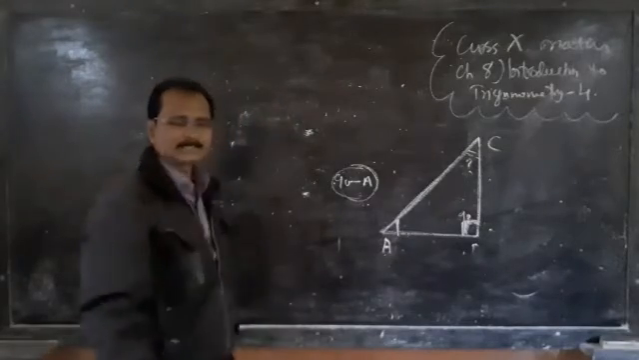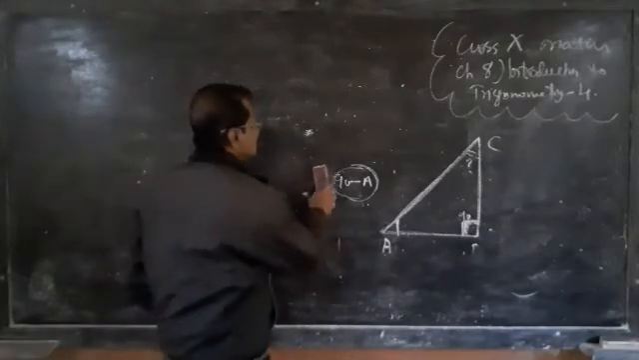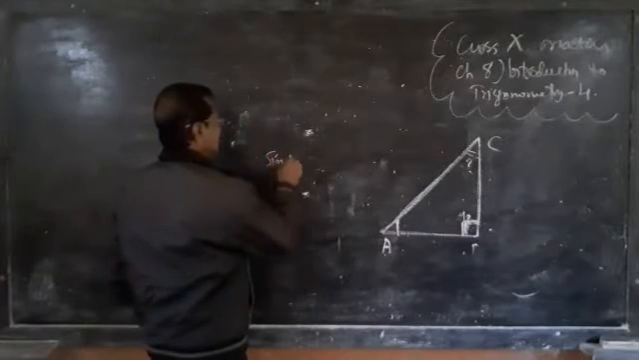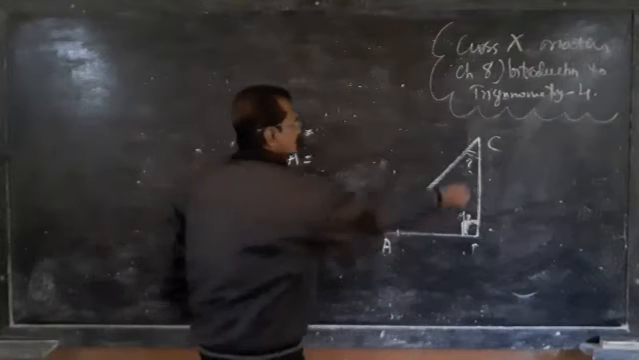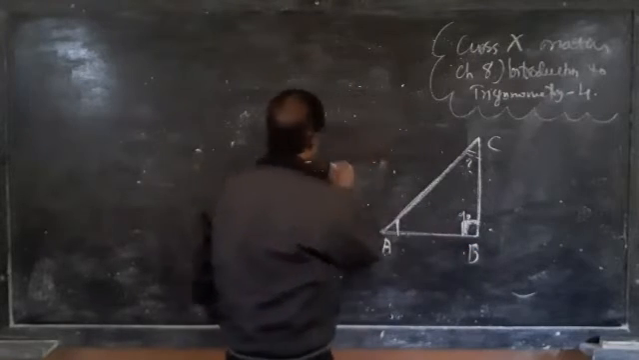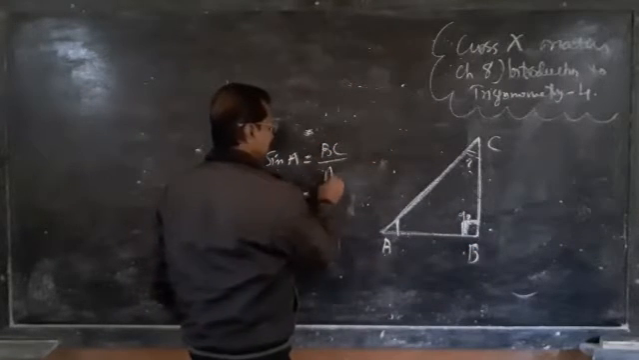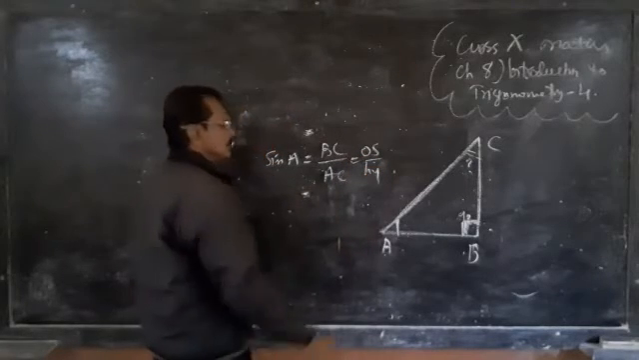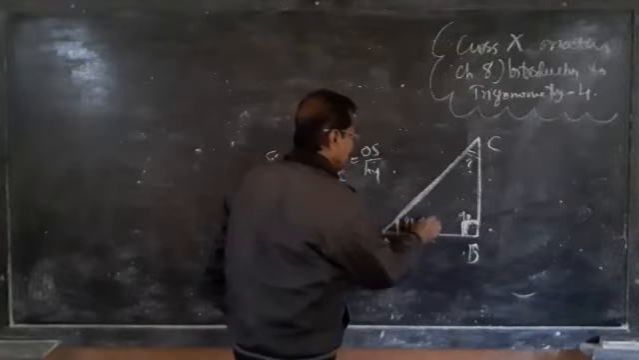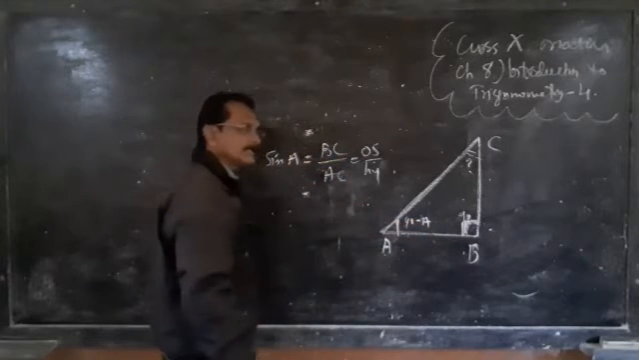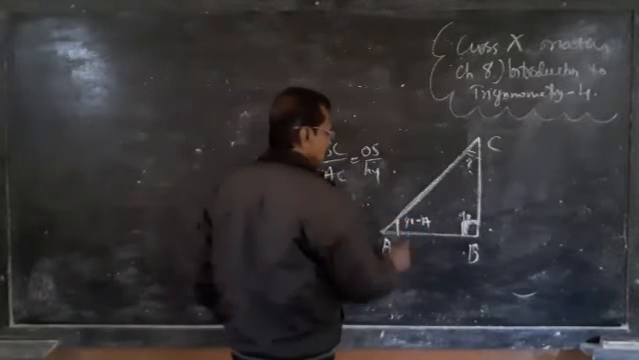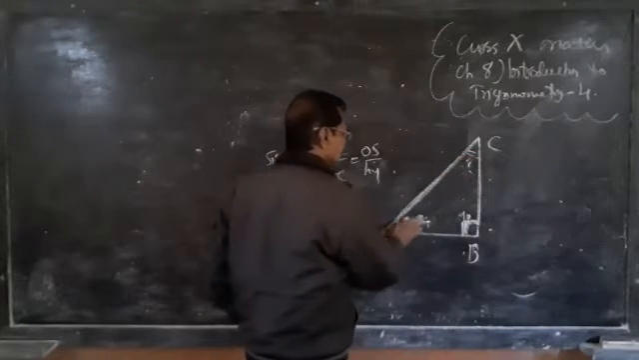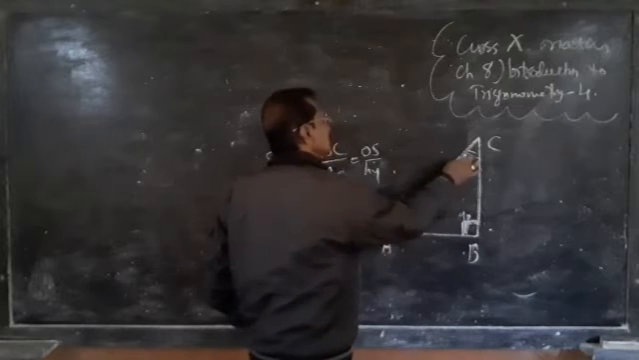Now what is sin theta? Sin theta is opposite side divided by hypotenuse. We know that sin A equals opposite side, what is BC? Sin A equals BC divided by AC, that is opposite side divided by hypotenuse. Now what is sin 90 minus A? Sin 90 minus A, this is 90, है ना? This is 90 minus A means C.